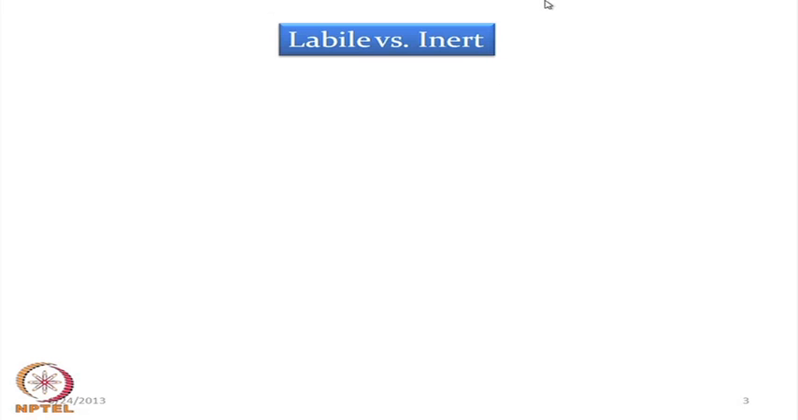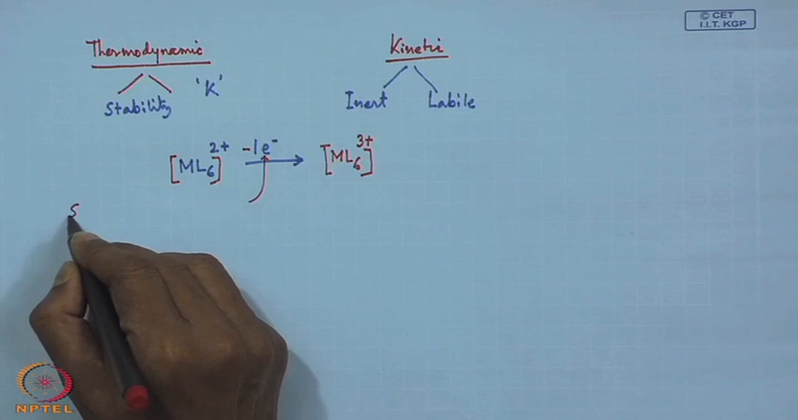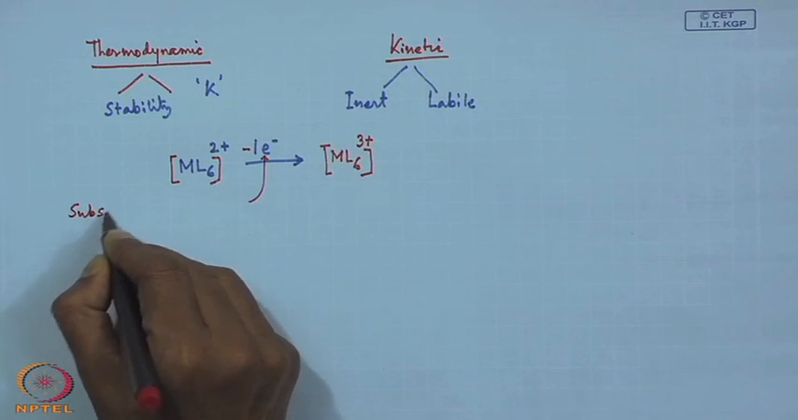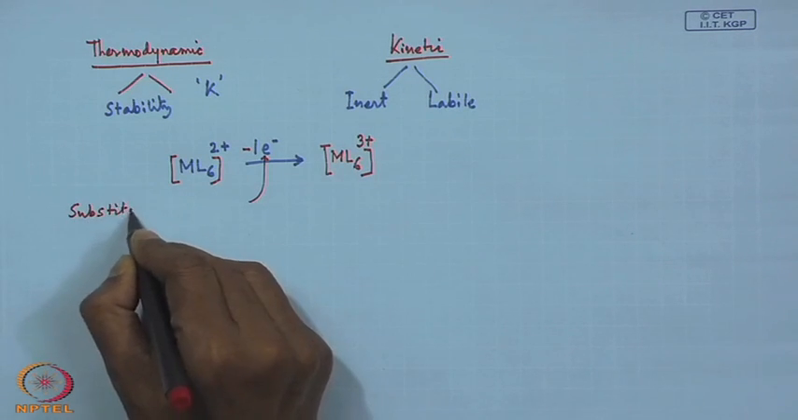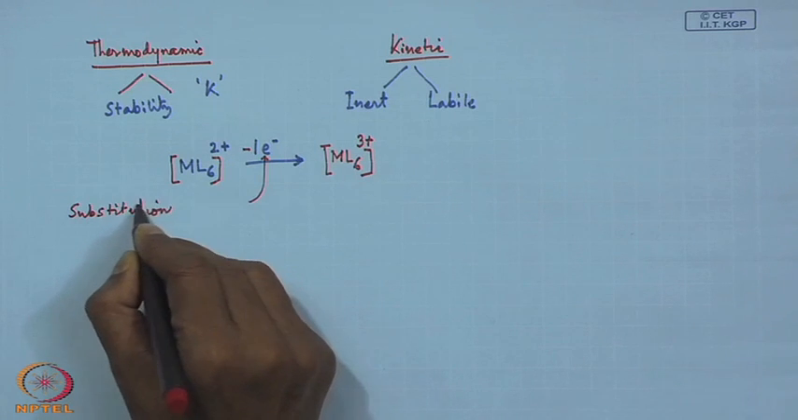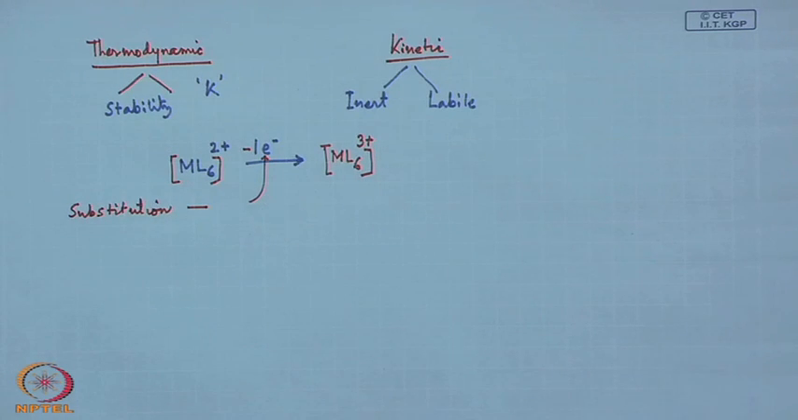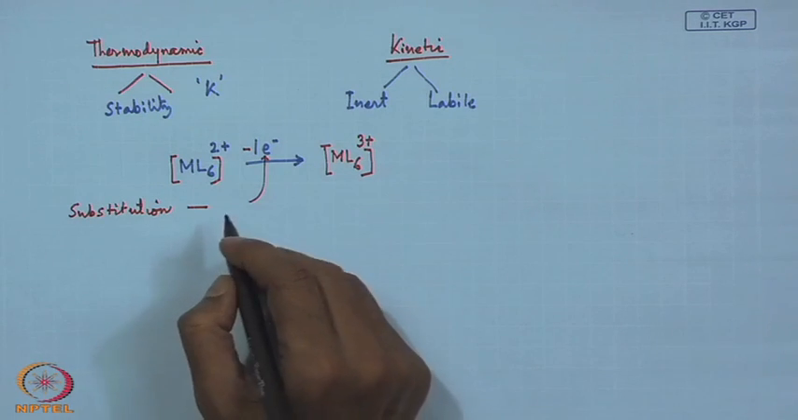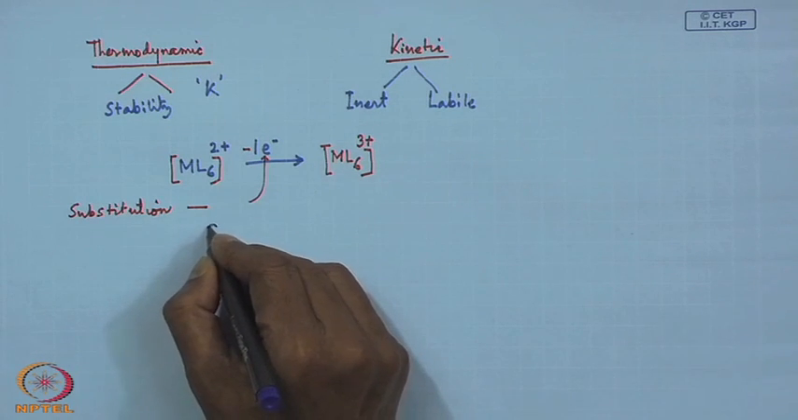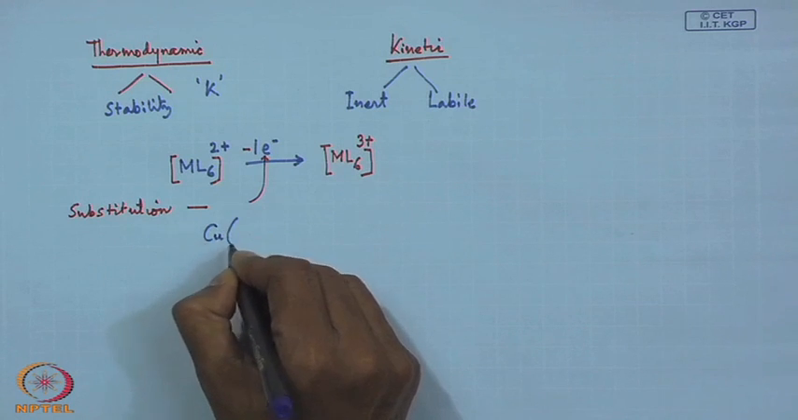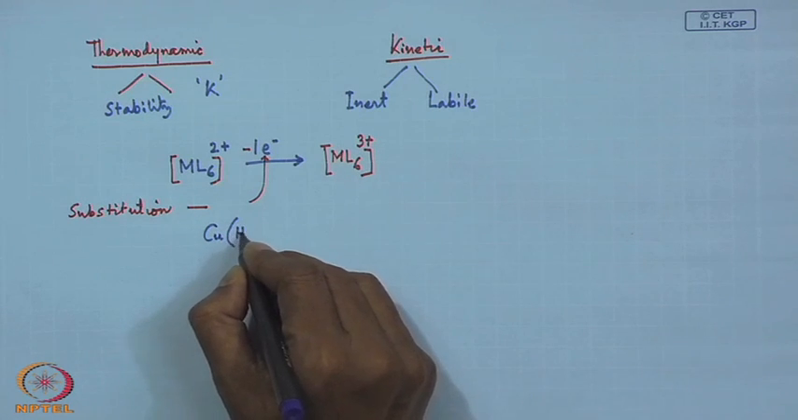So, how do we get this particular reaction? If we talk about the substitution reaction, what we find for a particular copper compound which is hexaaqua.